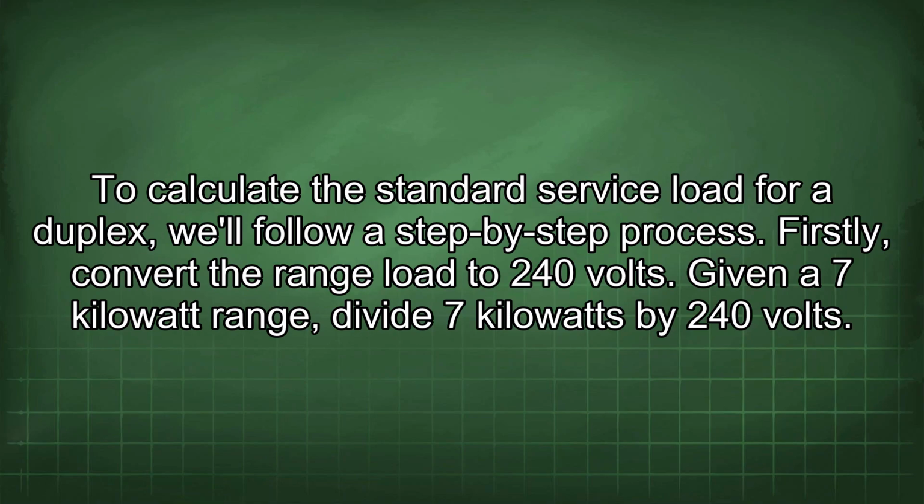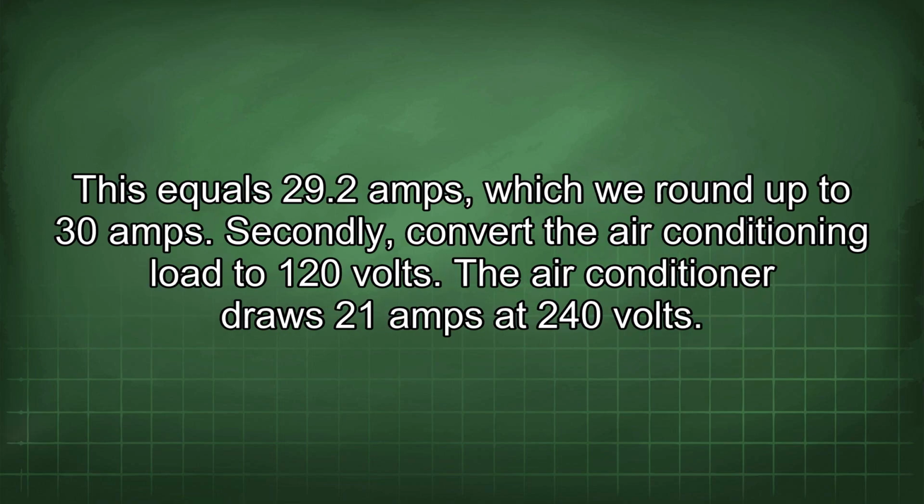To calculate the standard service load for a duplex, we'll follow a step-by-step process. Firstly, convert the range load to 240 volts. Given a 7 kilowatt range, divide 7 kilowatts by 240 volts. This equals 29.2 amps, which we round up to 30 amps.